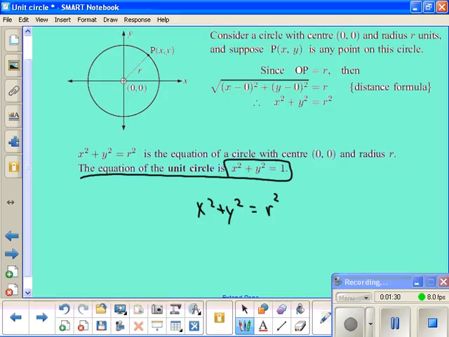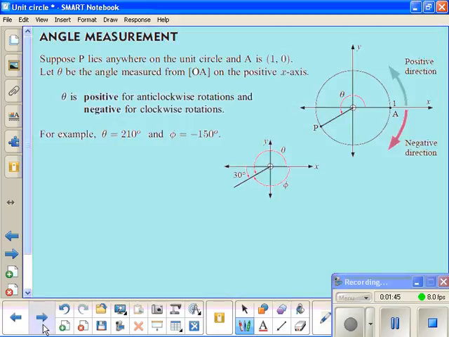Now, your calculator can't graph a circle unless you turn off the function and so on. So it's something that you have to deal with if you're trying to look at a circle on a graphing calculator. But beyond that, that's what it is. Going on, angle measurement. Two things that have to come up. Positive direction is counterclockwise. Negative direction is clockwise. Okay? And we've already talked about this.